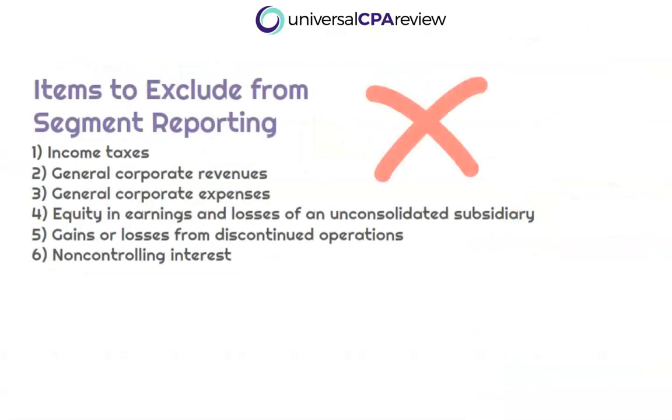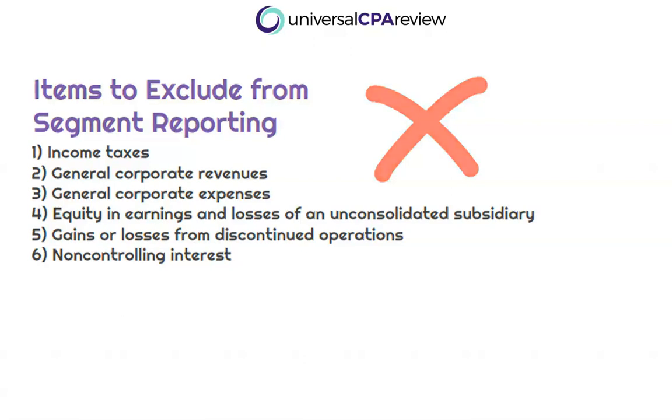What items are excluded from segment reporting? Some of the miscellaneous items: income taxes, general corporate revenues, general corporate expenses, equity in earnings and losses of an unconsolidated subsidiary, gains or losses from discontinued operations, as well as non-controlling interest. Anything you see related to the equity method and non-controlling interest, we're going to talk about in later modules.